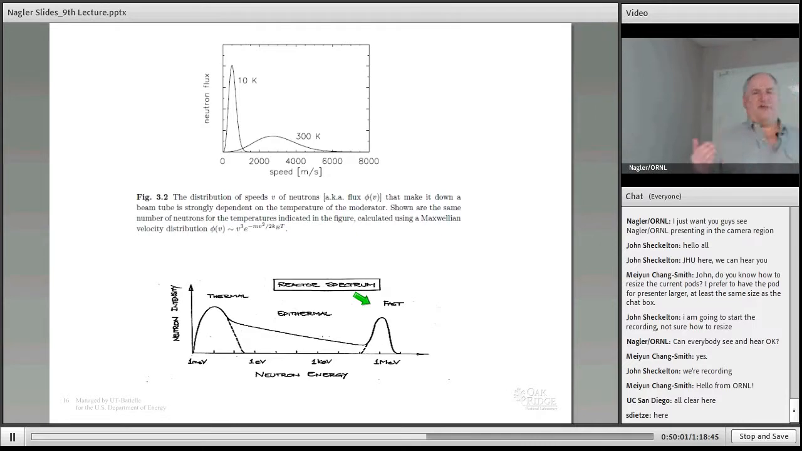So very often, if one is at a reactor source especially, one wants to get rid of this so-called fast neutron background. It's often one of the limiting factors, especially for low background experiments. Okay, how do you do that?